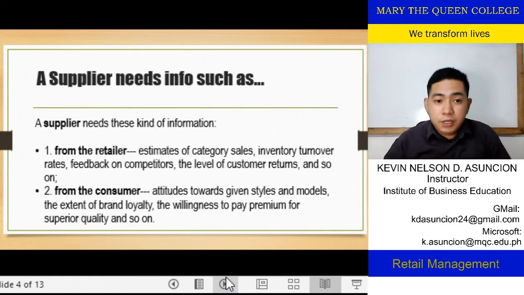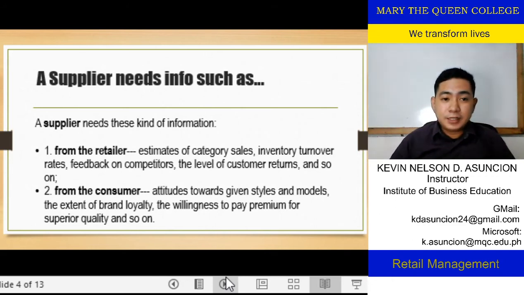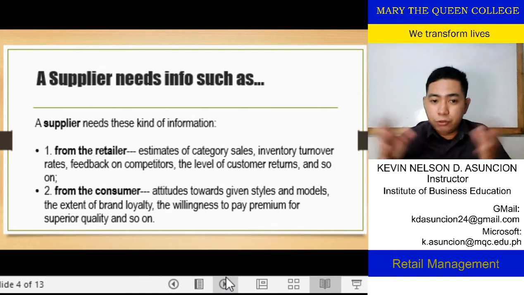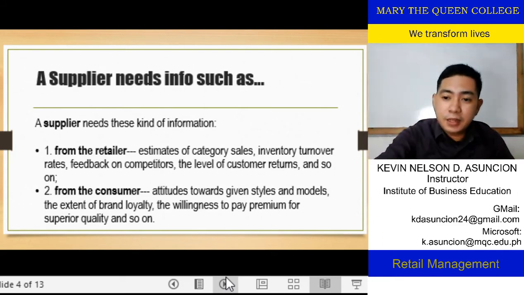So you need the actual sales coming from the retailer if you're the supplier, and then from the customer, as part of your research, attitude towards given styles and models, the extent of brand loyalty, the willingness to pay a premium for superior quality, and so on. So you are understanding their behavior, their attitude towards the retail actions.